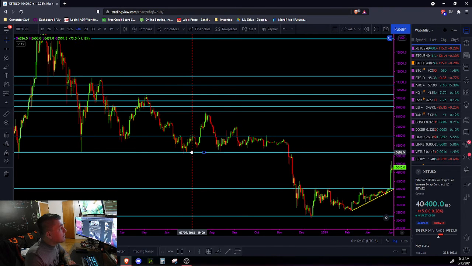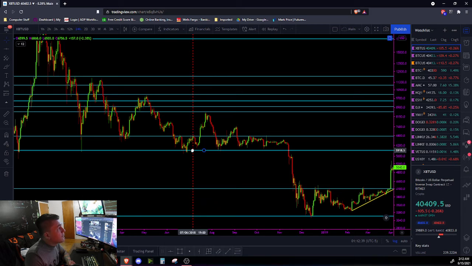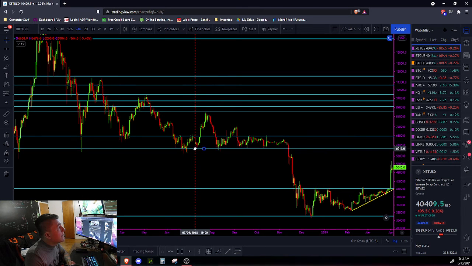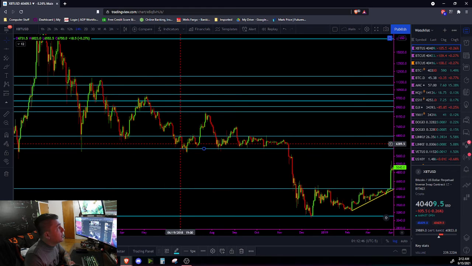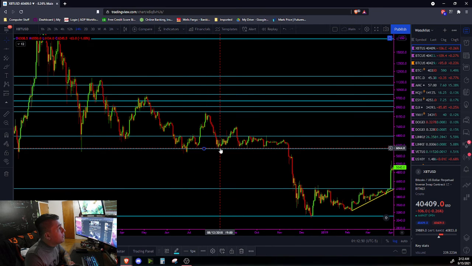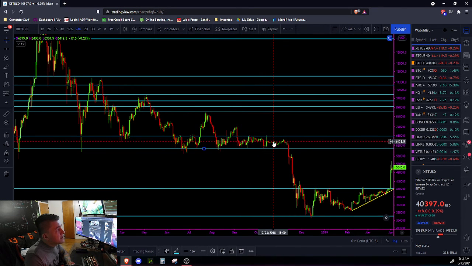Obviously, it doesn't have to be perfect. Nothing's ever perfect. This is an art, not a science, but you can see that they found support right at this region here. And look, all the tests. Boom, boom, boom, boom, boom. We even get a break of resistance, a little bit of a bull trap here. Boom, back to this support, back to this resistance, right? Back to the support. Nice consolidation phase.